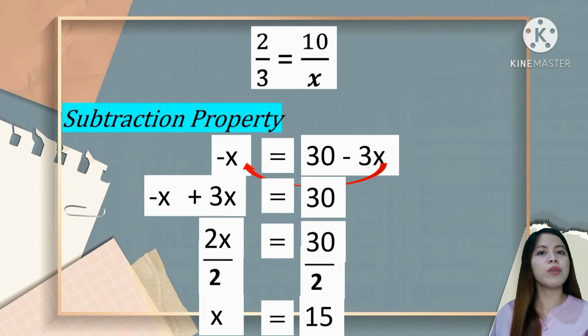Very good. Again, we get 15. So, we can use subtraction property in solving for the unknown in a proportion. Do you have any question or clarification about the 5 properties?